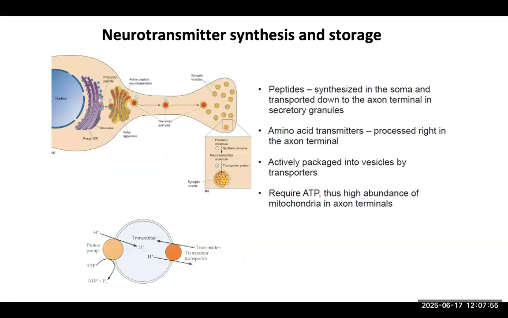It also depends on where everything is being synthesized. Some of the small peptides could be synthesized in the soma, and then they get transported to the axon, or wherever they are required, with the help of the motor proteins that we were talking about. Then we have amino acid transmitters that are processed right in the axonal terminal, because you need recycling of the ones that have a shorter lifetime. And one important property is that they are actively packaged into the vesicles with the help of transporters, and they require ATP. So it's an ATP dependent and pH dependent phenomenon to recycle or refill your neurotransmitters back into the synaptic vesicle.